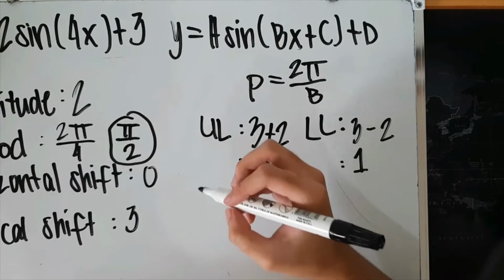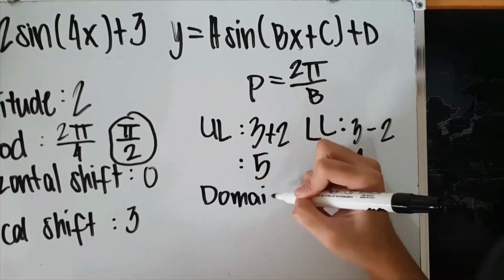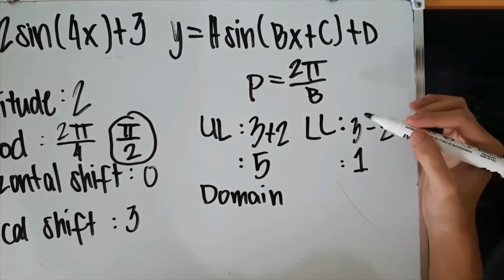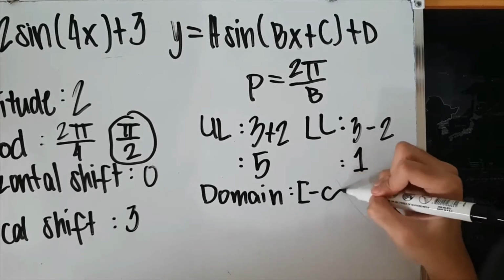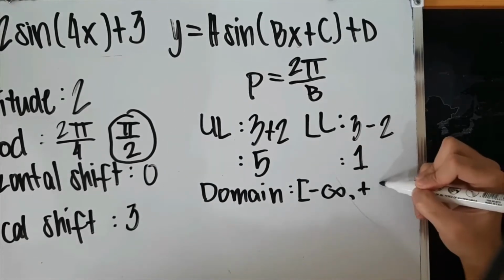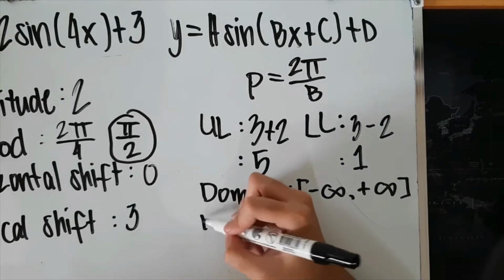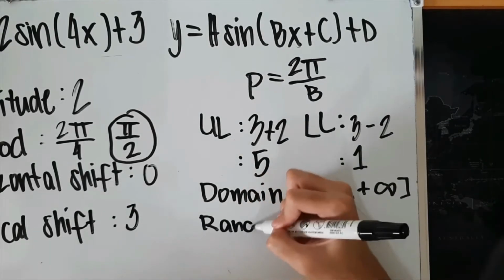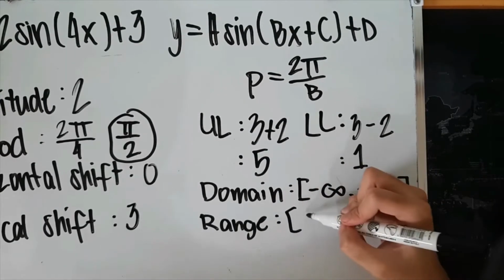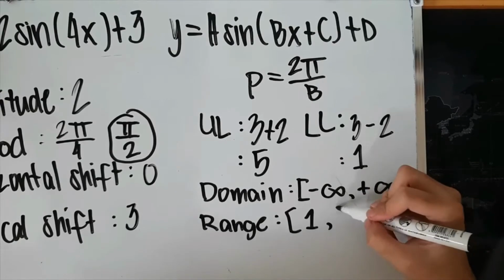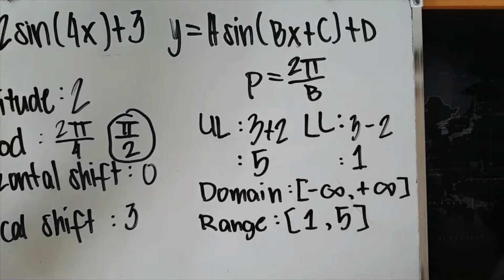We should also find the domain. Since when we graph this it is infinite, we will just write negative infinity and positive infinity. For the range, we need to put the lower limit, then the upper limit. These are all the variables that we need to compute for the graph.